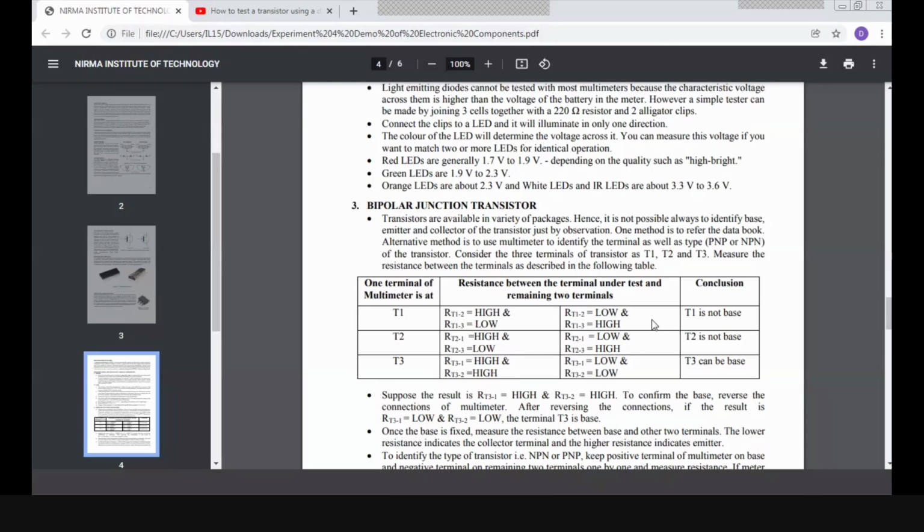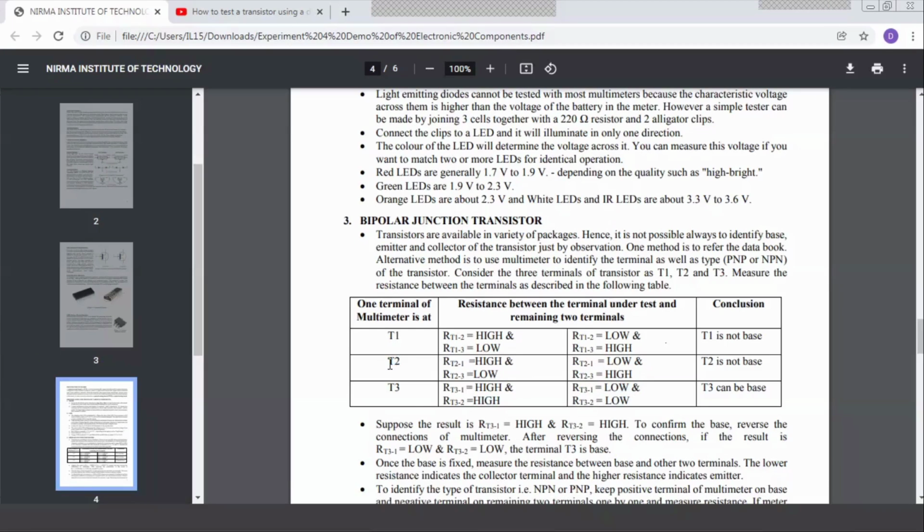So if a terminal is base, there should be the same resistance between all the terminals, right? Suppose you are taking T2, now you fix the T2 terminal of the multimeter, and you are measuring the resistances between terminals 1 and 3, this means T2 with T1 and T2 with T3, right? So again you are getting high low or low high, so it cannot be a base, right?